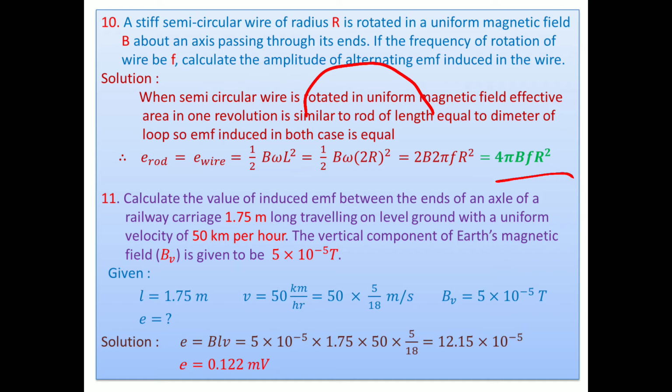This is a theoretical problem. Actually, when this semicircular wire rotates, the effective area should be the diameter, even if it is a total.